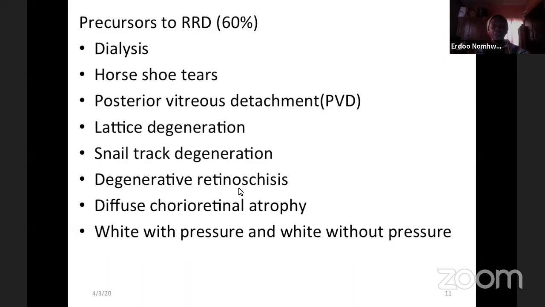Then I would like us to look at some of the precursors to rhegmatogenous retinal detachment. These precursors are said to contribute to about 60% of the chance of having a retinal detachment. A dialysis, a horseshoe tear, a posterior vitreous detachment, lattice degeneration, some of the degenerations I talked about, snail track degeneration, degenerative retinoschisis, diffuse retinal atrophy, white without pressure and white with pressure.